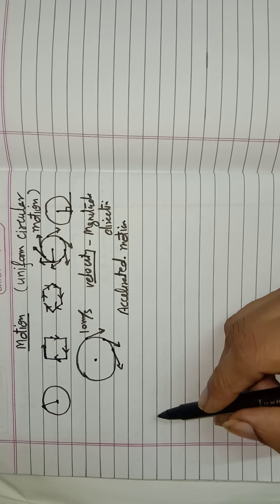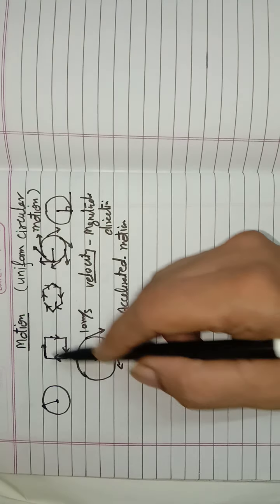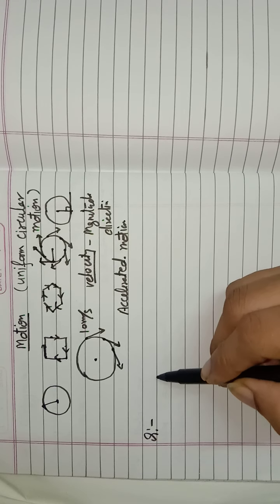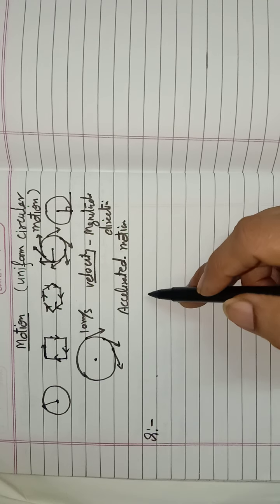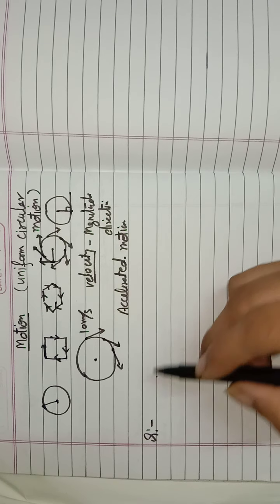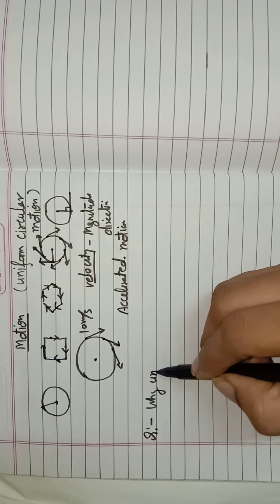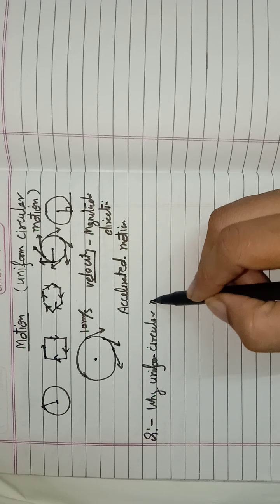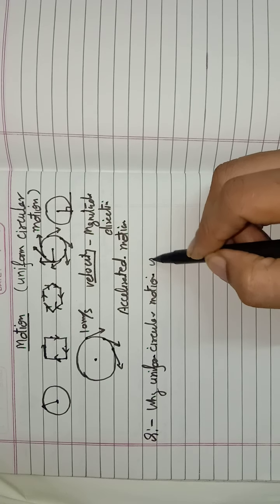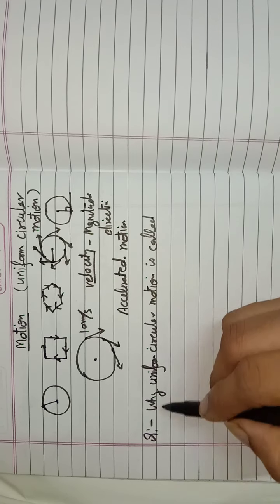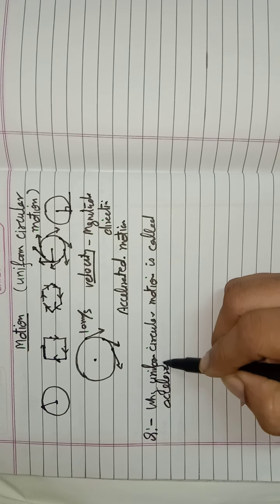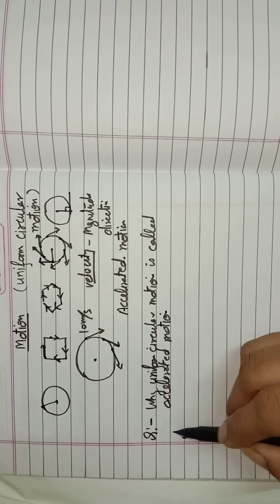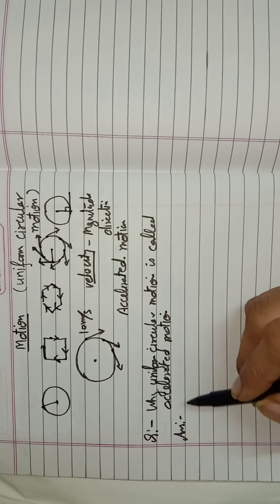You can write the explanation for why uniform circular motion is called accelerated motion. You can also write the question here: why is uniform circular motion called accelerated motion? I have already explained the answer. Now you should write the answer.